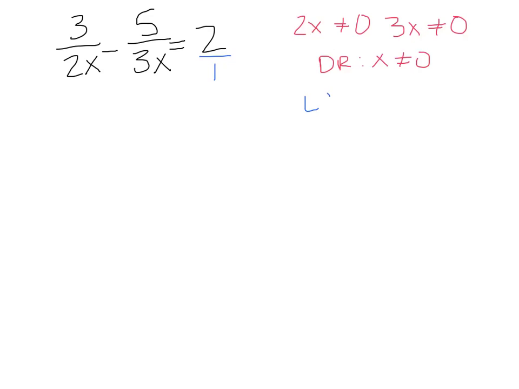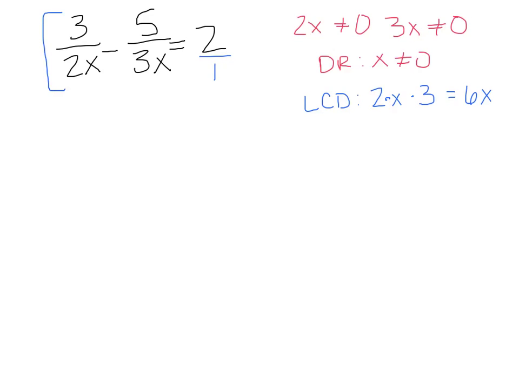Now we're going to multiply through by the least common denominator. The first fraction says, well, I need 2x. And the second fraction says I need 3x. Well, I already have x represented, but I'm going to need to add in the 3. The last one is just 1, so I'm good there. So my least common denominator is 2 times x times 3, or 6x, if you want to think about it that way. So let's go ahead and multiply through by it.